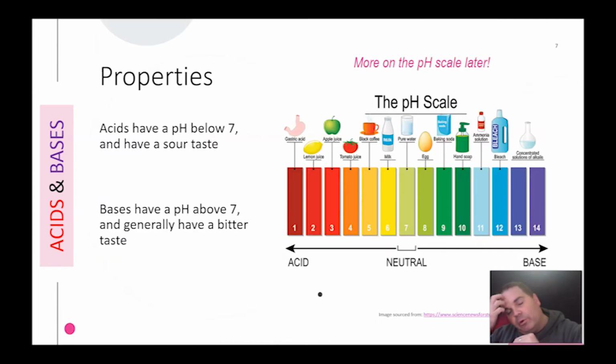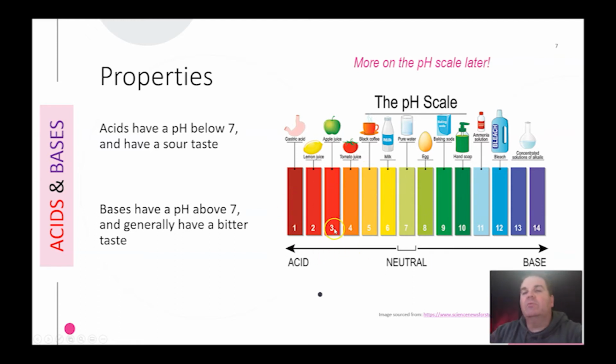Now, some of the properties of acids and bases. You might have seen a scale like this before. This is called the pH scale, and it ranges from 1 to 14. Now on the pH scale, everything below 7 is considered acidic. So these colours here, all the way down to 1, 2, 3, 4, 5, 6, these are all considered acidic pHs.